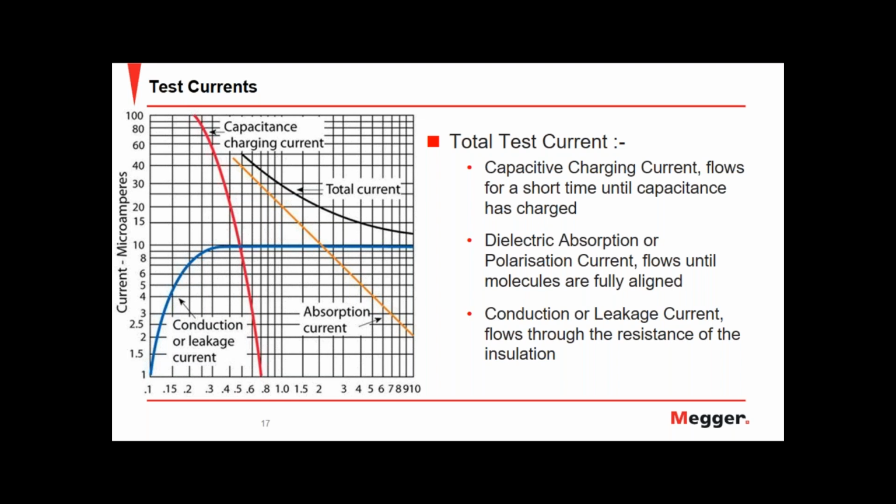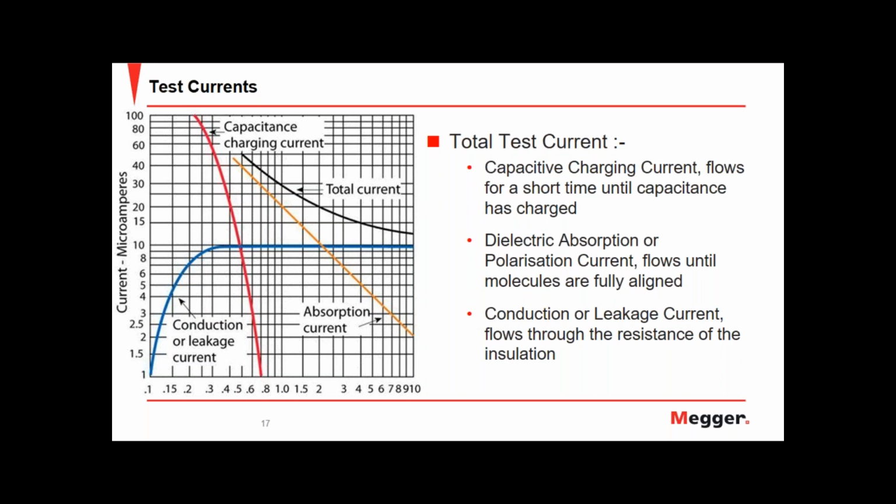The capacitive current starts quite high, but it drops away quickly as the device under test charges, in pretty much the same way as a capacitor. The absorption or polarization current starts high, but decays over a longer period of time as the molecules of the insulation of the device under test line up to oppose the flow of current. This polarization can take several minutes or even 10 or 20 minutes to occur, depending on the asset under consideration.